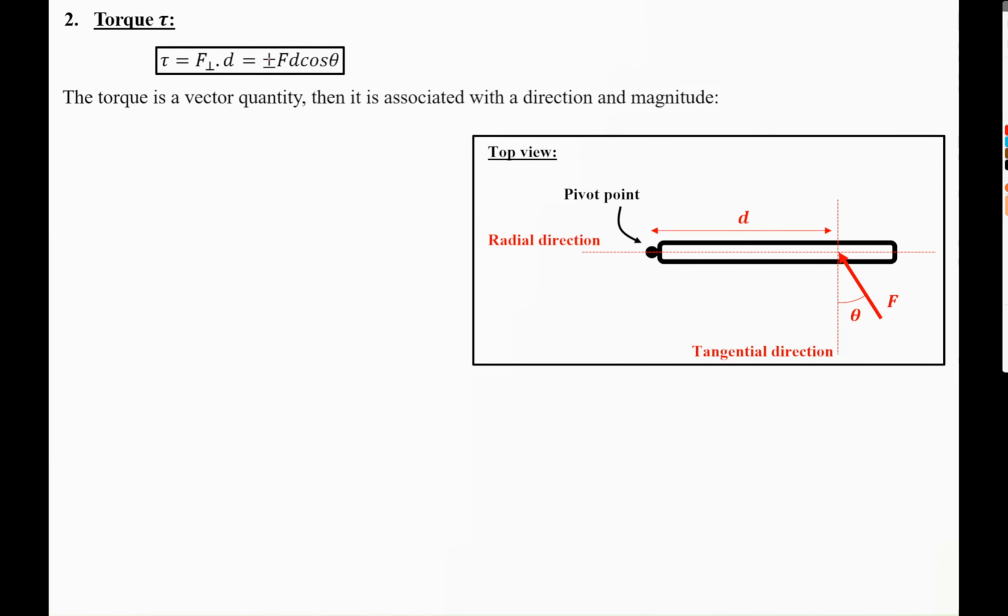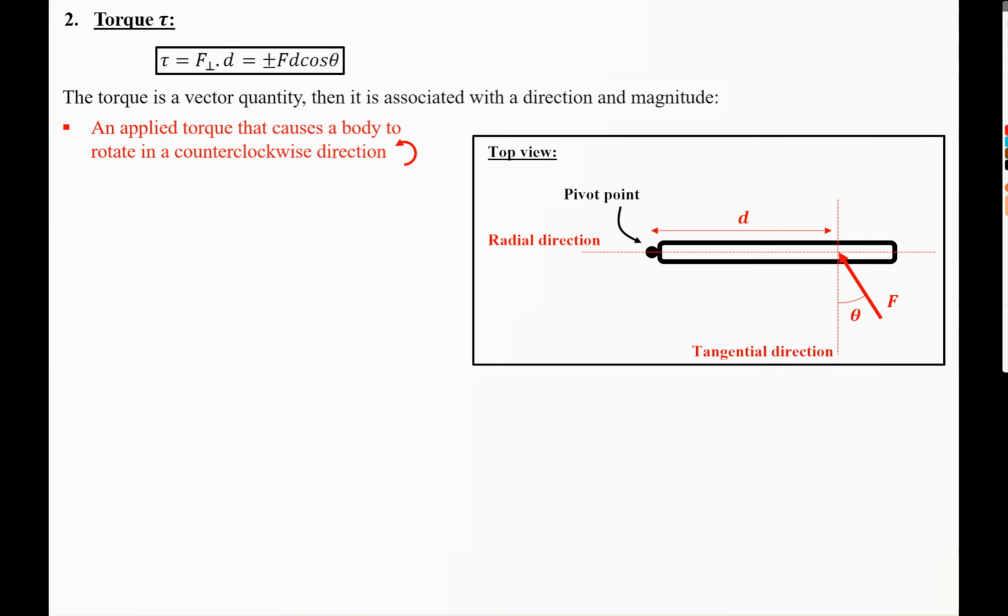Now let me state clearly, the torque is a vector quantity, then it is associated with a direction and a magnitude. In order to complete the analogy between a force and a torque, the torque should be promoted from being scalar to a vector. Now what causes this plus or minus sign? We didn't discuss it so far.